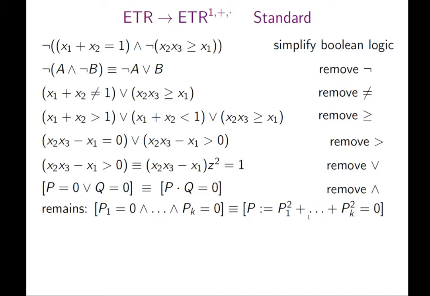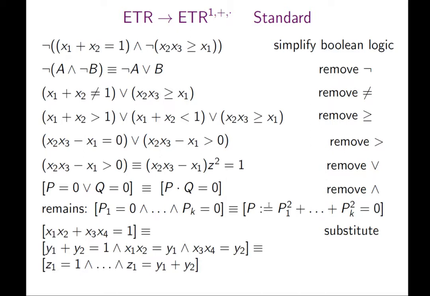If this is 0, then each of these p_i squared must be 0, because each term is larger or equal to 0. It cannot be negative. So if one of them is positive, the whole thing is positive, so all must be 0. So now we just get one equation with p equals 0, where p is some arbitrary polynomial. And now the last step remains.